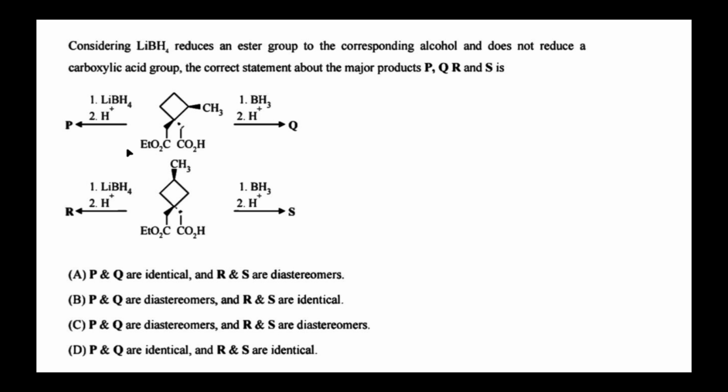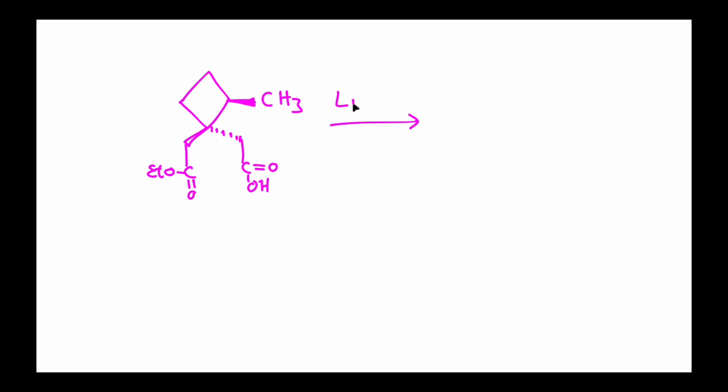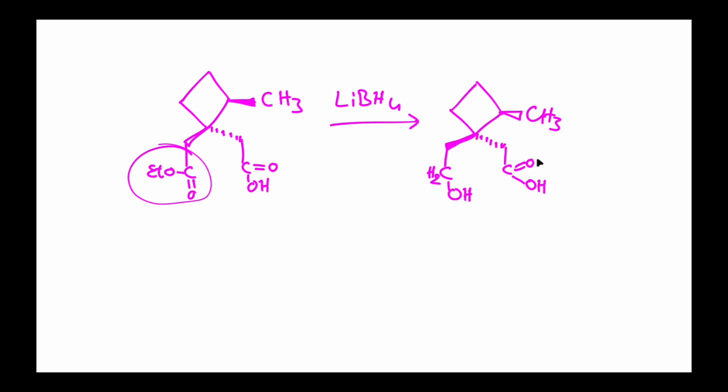If you see that reaction, they have given a molecule with a carboxylic acid group on one side and an ester group on the other side. They have given lithium borohydride on one side and borane, that is BH3 diborane, on the other. Lithium borohydride is a good reducing agent, particularly for esters. It reduces esters into primary alcohols. When the compound is treated with lithium borohydride, this ester group is converted into a primary alcohol.